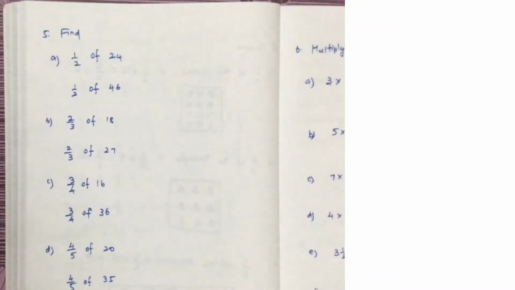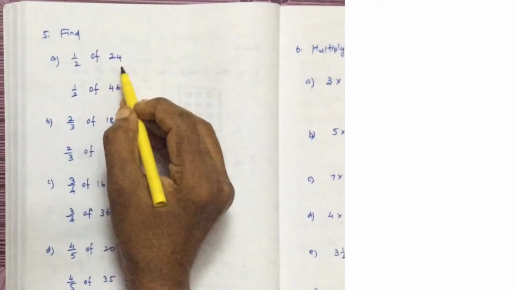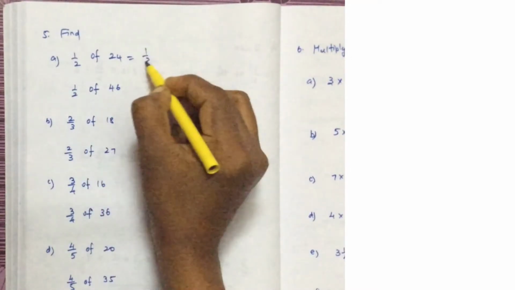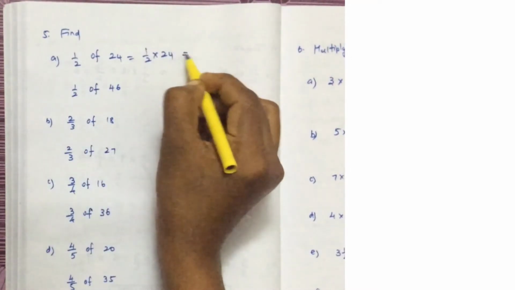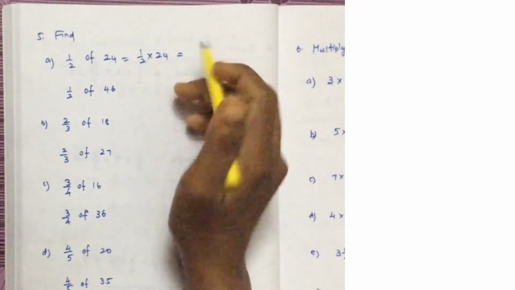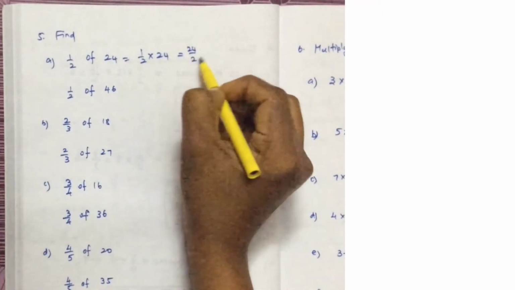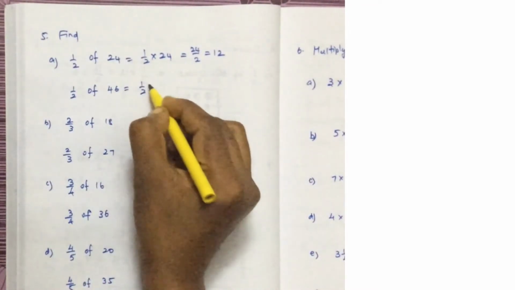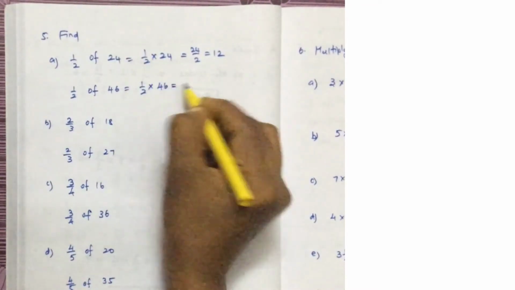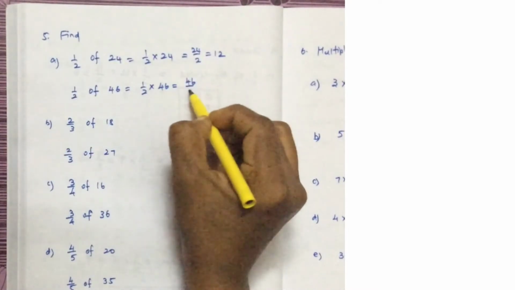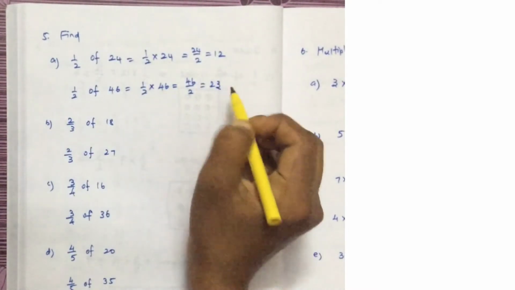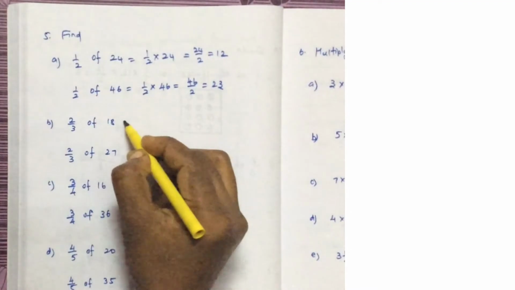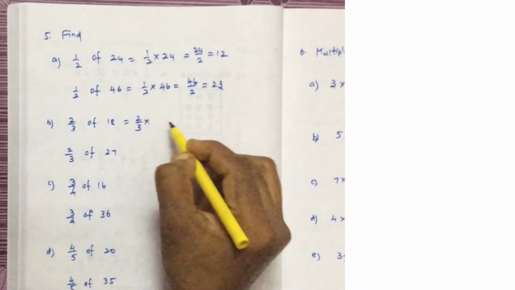Okay, next is 1 by 2 of 24, that is equal to 1 by 2 multiplied by 24. Okay, you know that 24 divided by 2, that is equal to 12. The next is 1 by 2 of 46, that is equal to 46 divided by 2, that is equal to 23.